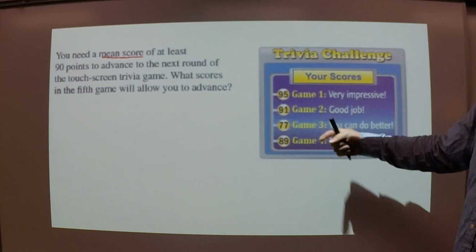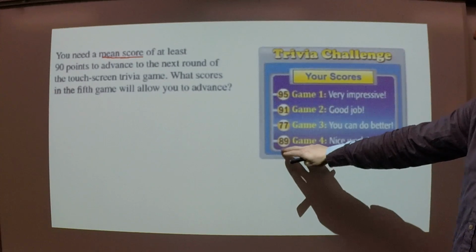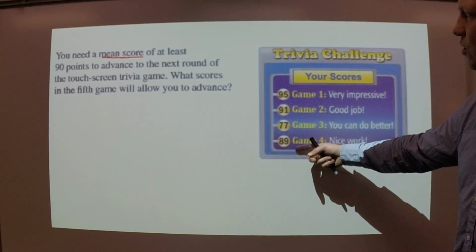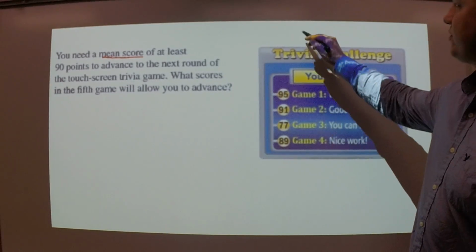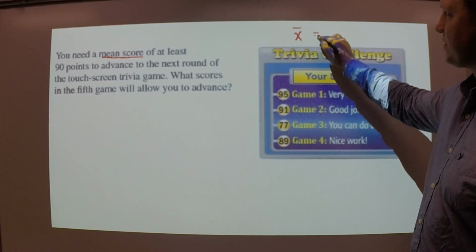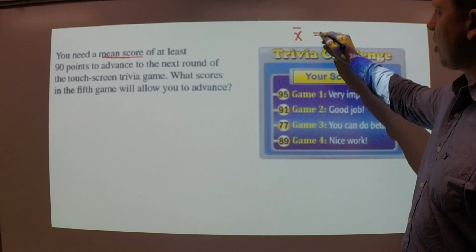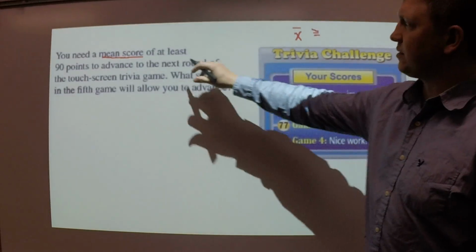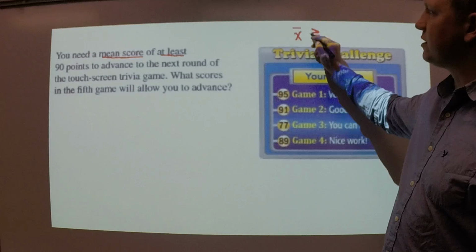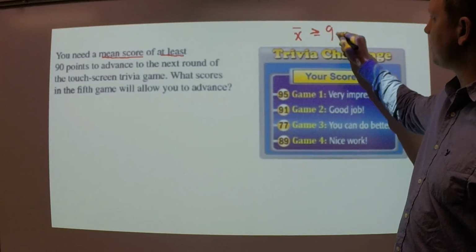Game 1, Game 2, Game 3, Game 4, you have 4 scores. Again, same setup as the last question. If it's a trivia game and you got these scores, but you want an average, you want the mean. Remember we said X bar is actually a way to represent the mean. You want it to be larger than or equal to. That's what this word at least means. Greater than or equal to 90 points.